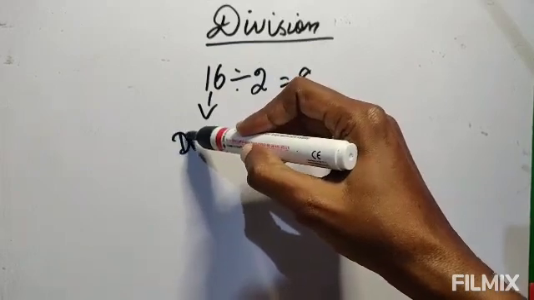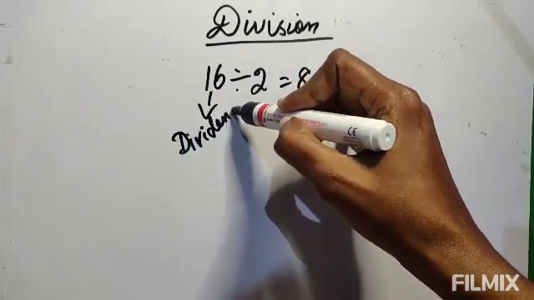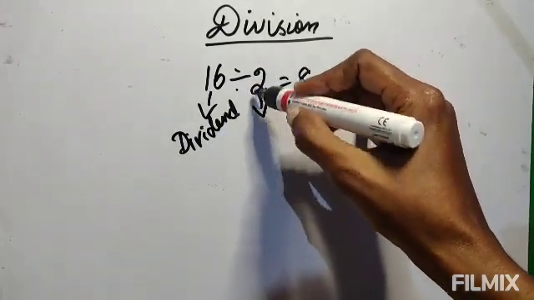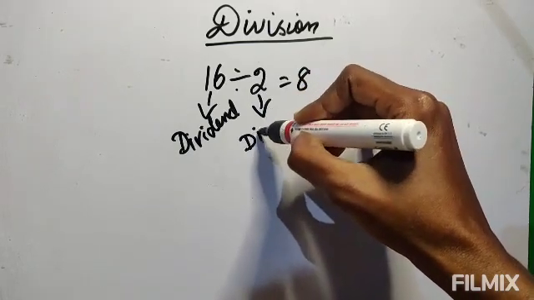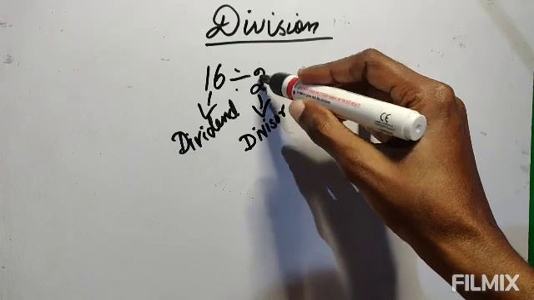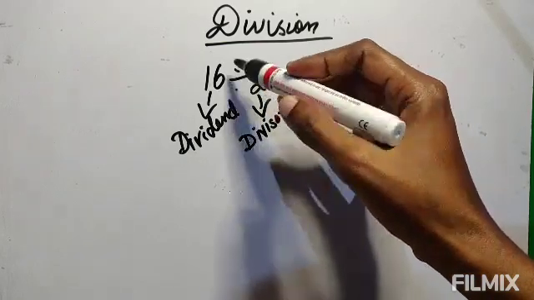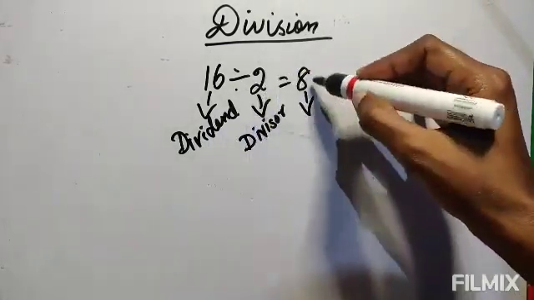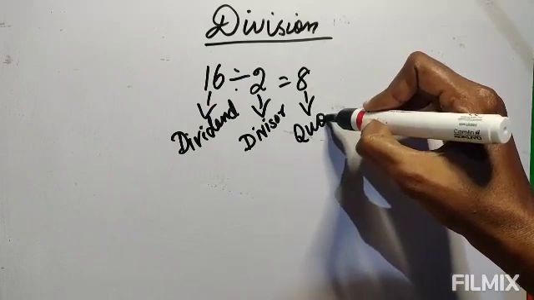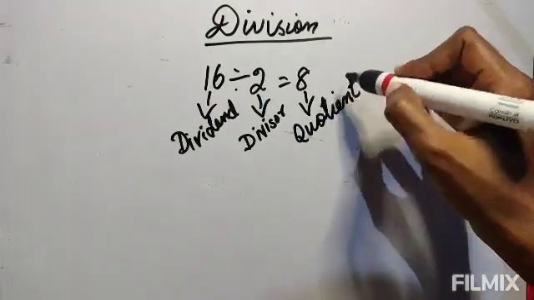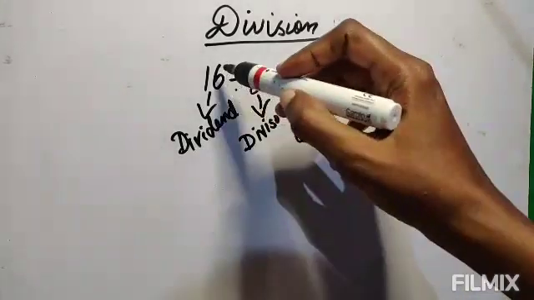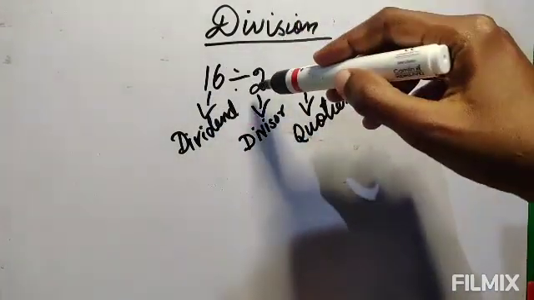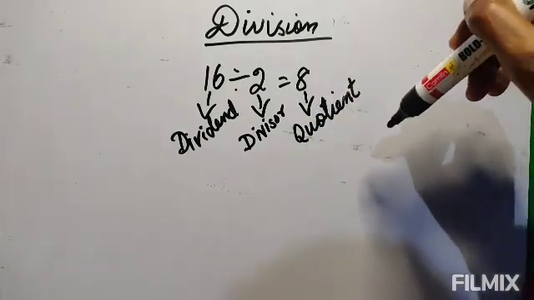16 is called the dividend. The number which we are dividing is called the dividend, and the number by which we divide is called the divisor. The number which divides is the divisor, and the number which is divided is called the dividend, and the answer you get after dividing is called the quotient. So you should not forget this. Remember, the number being divided is the dividend, the number which divides is the divisor, and the answer you get is the quotient.